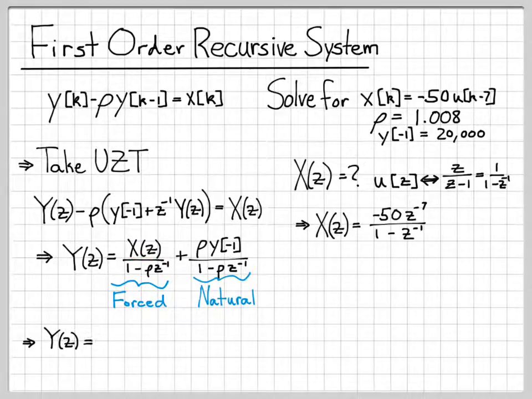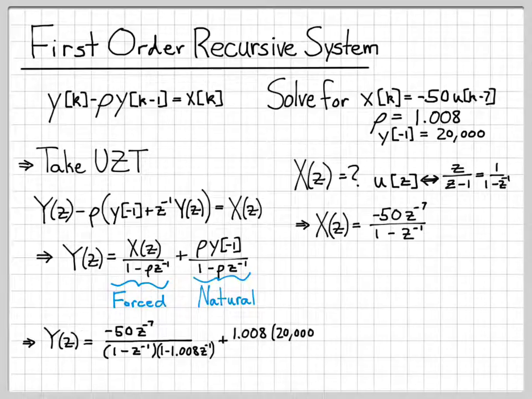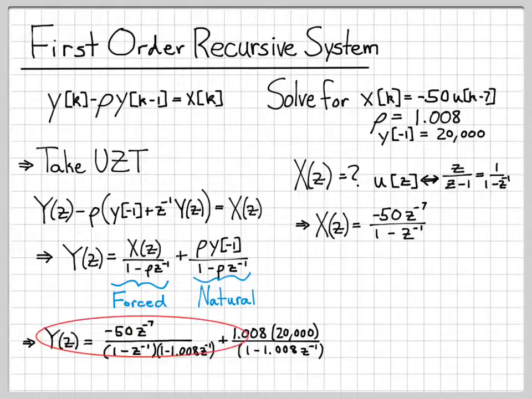So if I do that, I now have that y of z is equal to minus 50 times z to the negative 7 over this quantity, plus 1.008 times 20,000 over this quantity. So I've gone ahead and substituted in the actual value for rho that we were given in the problem. So I'm trying to solve this difference equation. What I really want is y of k. I now have an expression for y of z, but what I really want is y of k.